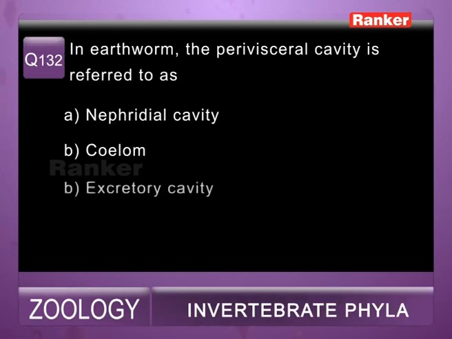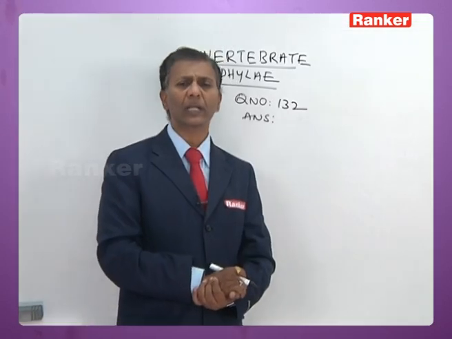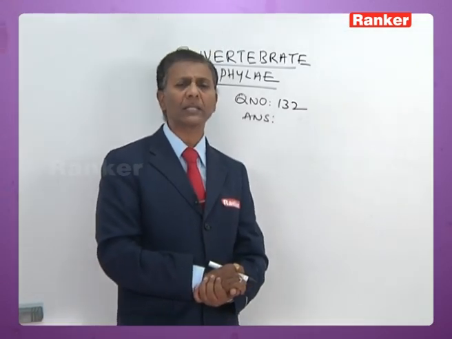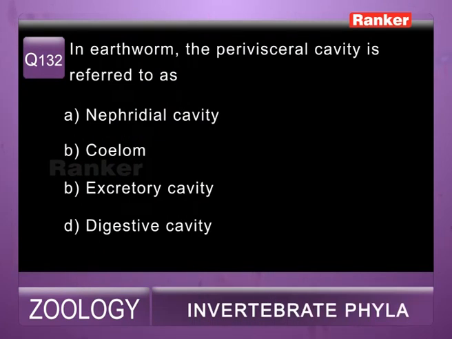Now question number 132: in earthworm, perivisceral cavity is referred to as A, nephridial cavity, B, coelom, C, excretory cavity, D, digestive cavity. So obviously in earthworm, the perivisceral cavity is referred to as coelom. So 132 question, correct answer is B, coelom.